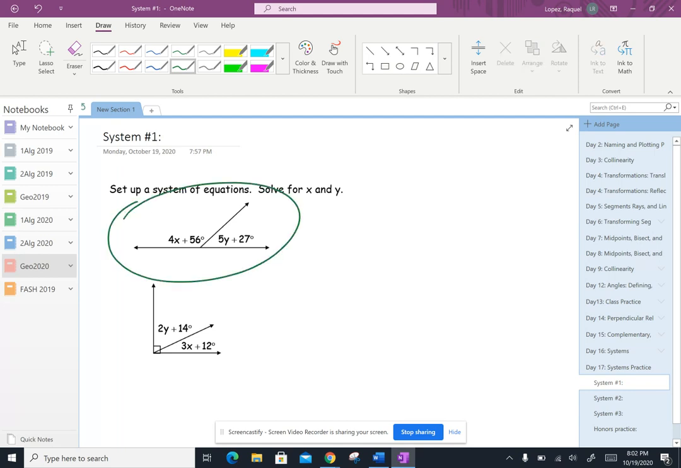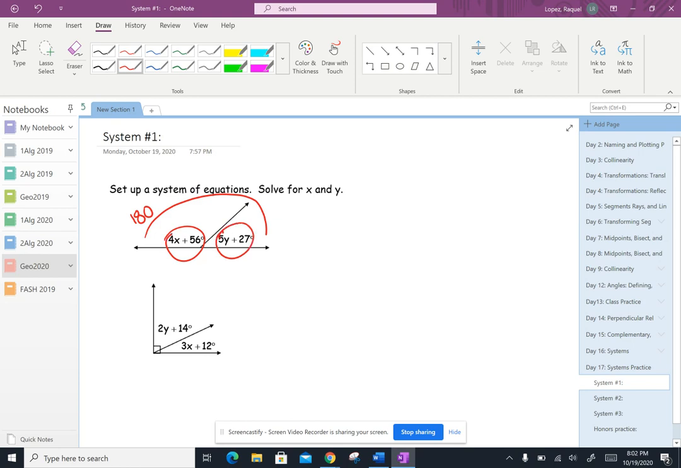So I'm going to look at this first diagram here and I see that I've got a straight angle. If you guys remember, straight angles equal 180 degrees. So this whole angle equals 180 degrees. Well, that whole angle is comprised of this angle and this angle. So one of my equations that I can set up is 4x plus 56 plus 5y plus 27 equals 180. Okay, from there, I'm just going to go ahead and simplify what I can.